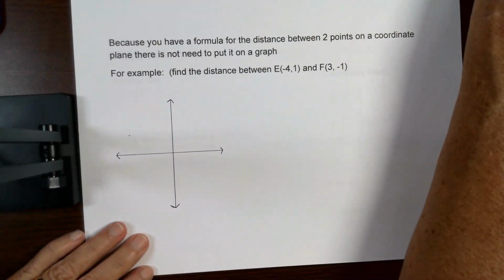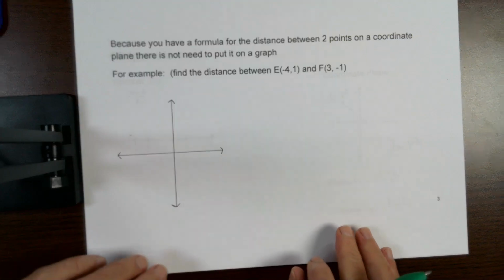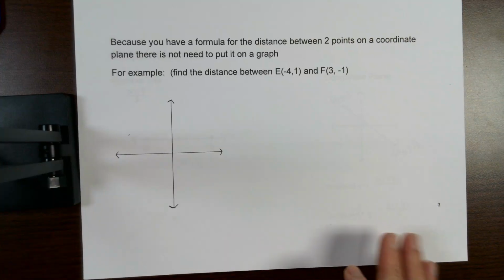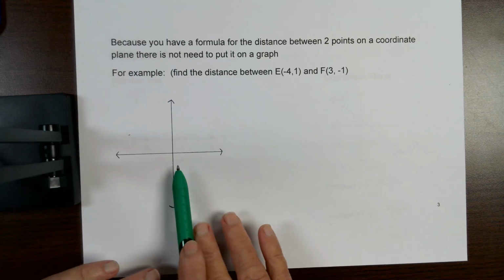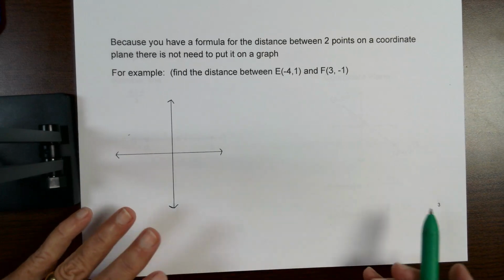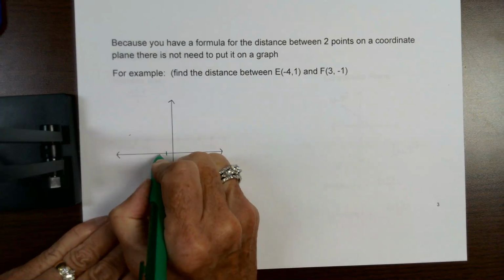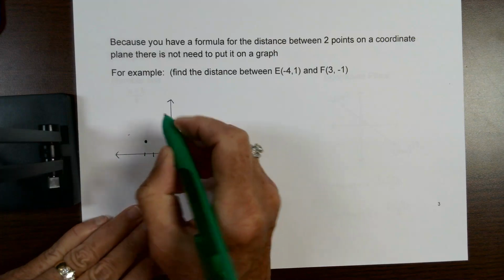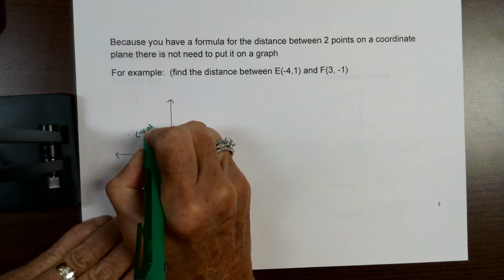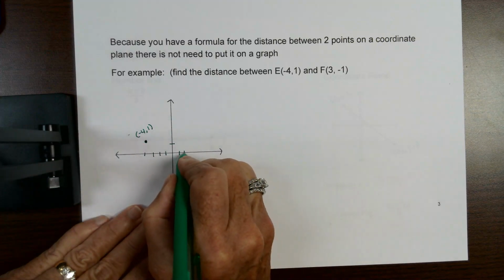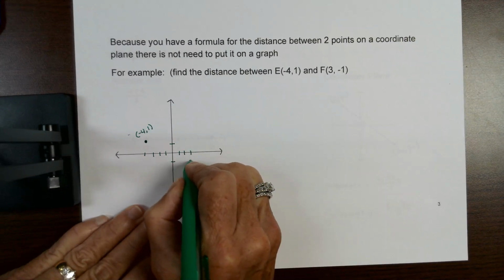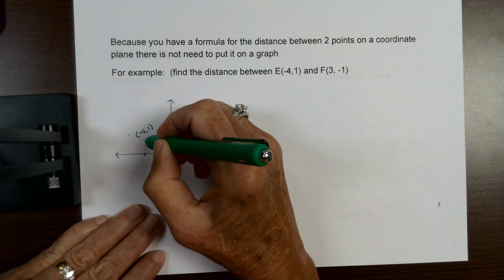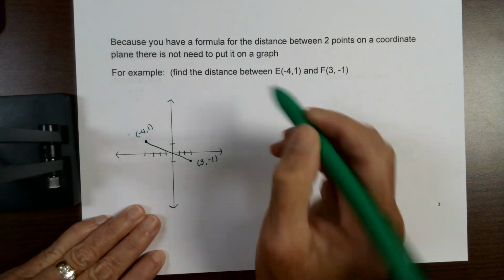Now, because you have the formula for the distance between 2 points on a coordinate plane, you don't have to put it on a graph. In fact, many times it's way easier. So I'm going to do it both ways, where I put it on the graph and where I just use the formula. So if I graph this, the point -4, +1 is right here. And the point 3, -1 is right here. Now, what I'm trying to find is that distance right there.